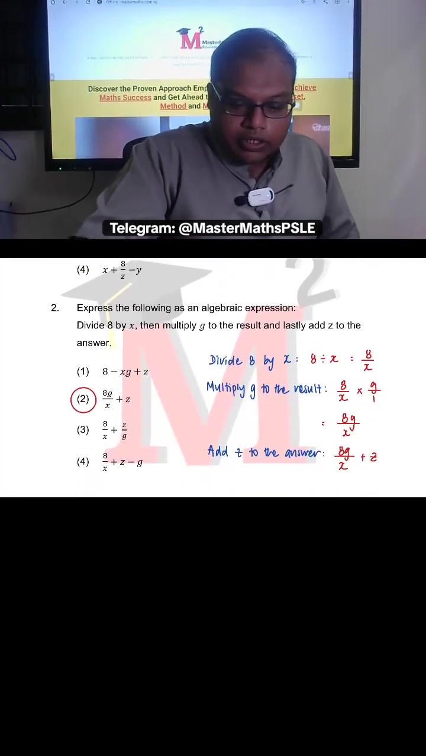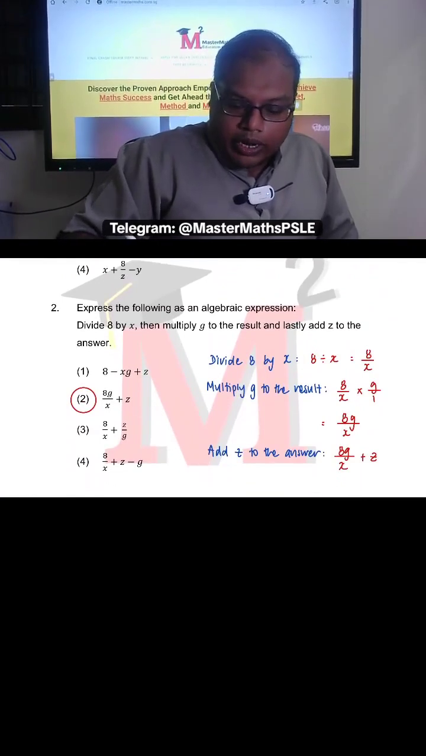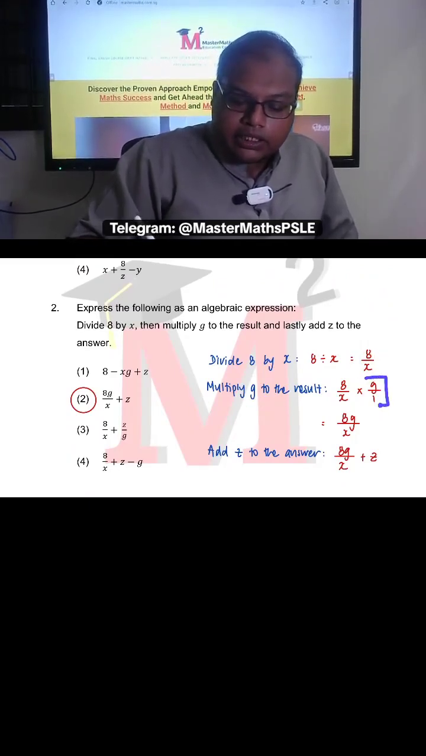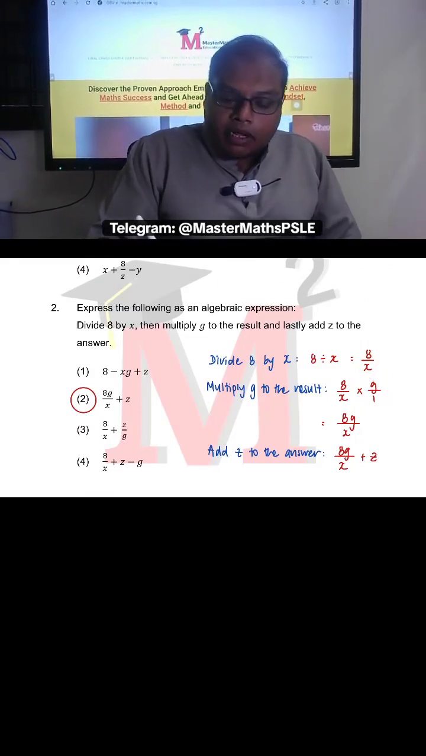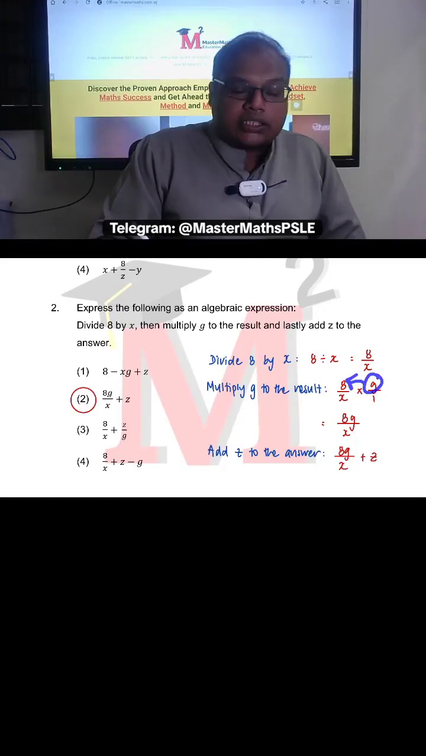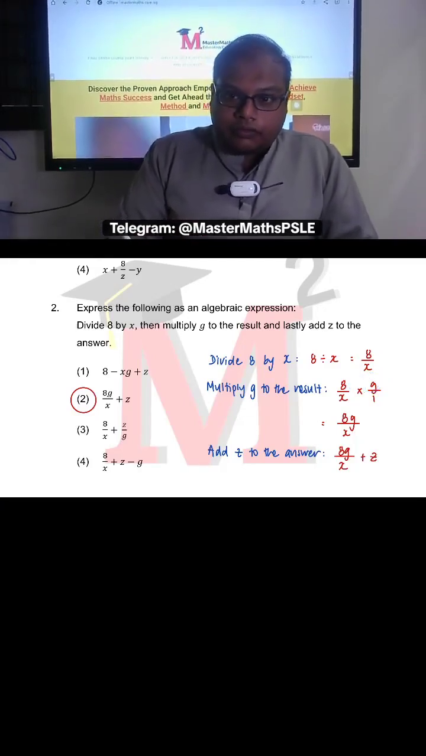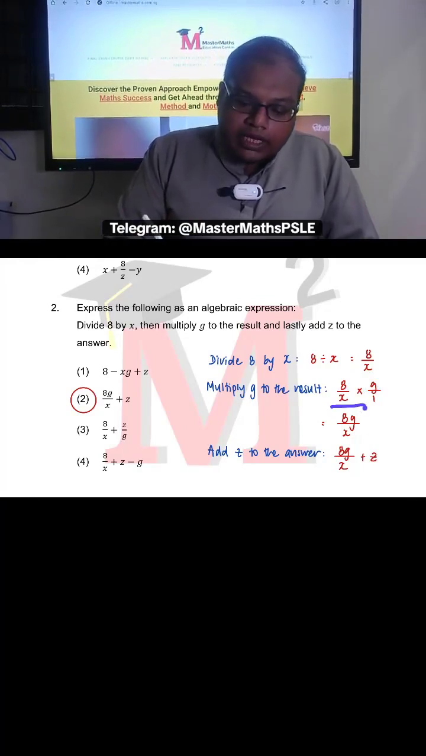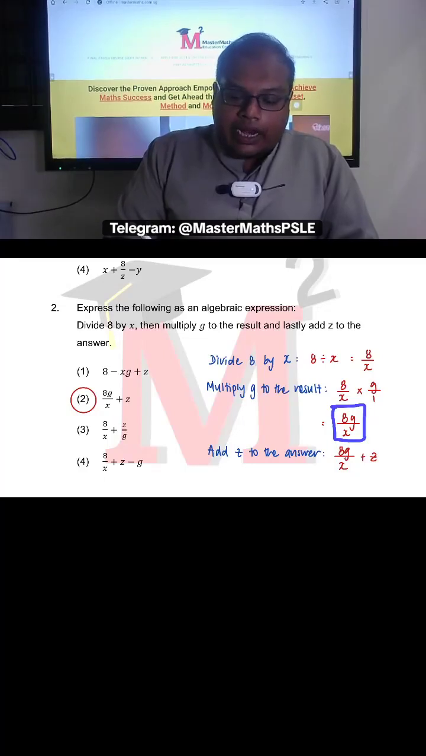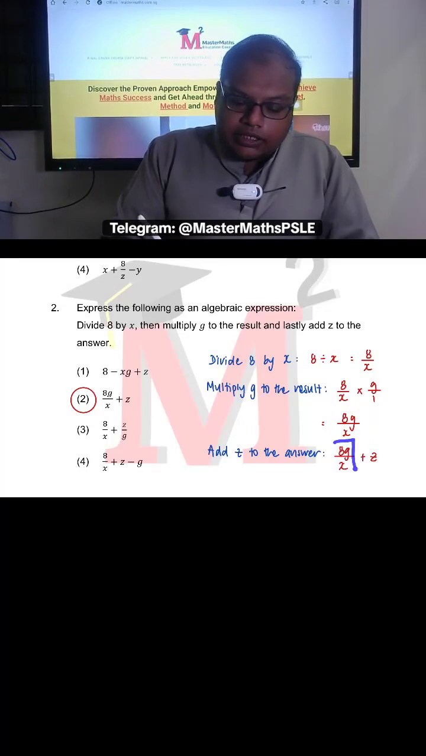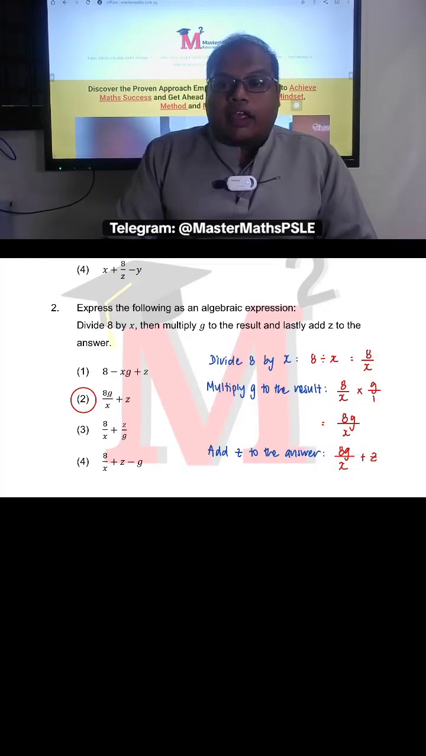Okay, so here, you see, when I multiply G to this result here, I multiply it as G over 1. That means I multiply this G to the numerator, not the denominator. Then we have 8G over X. And lastly, when we add Z to the answer, it will be just 8G over X plus Z.